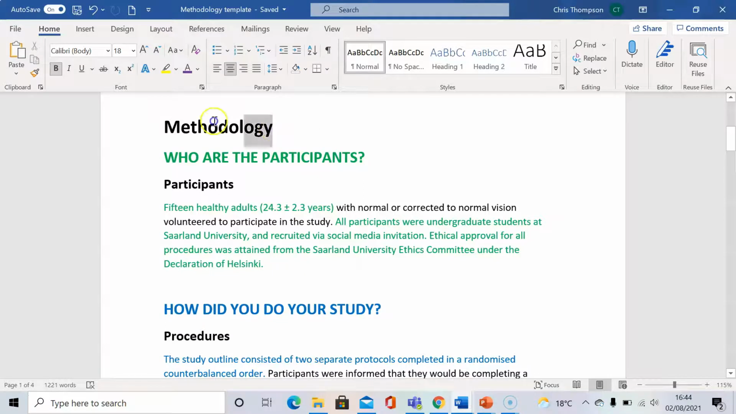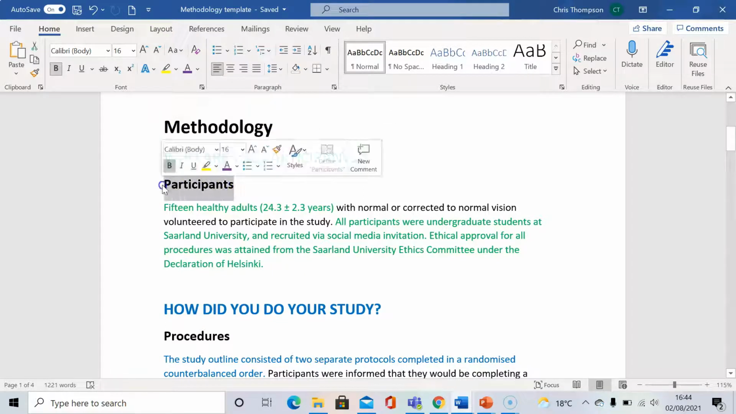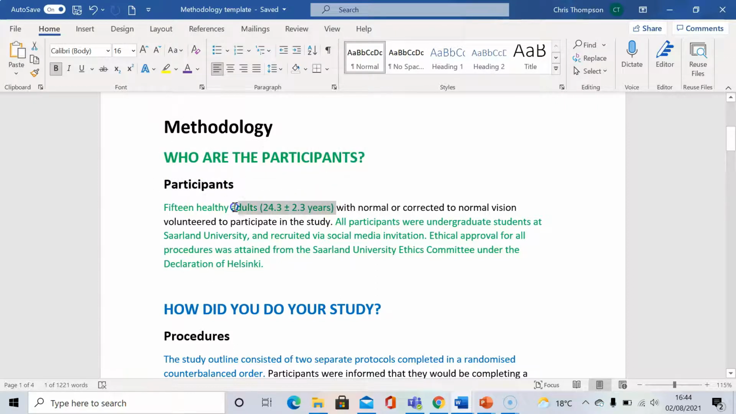Okay, so you've got your title here, methodology. Participants would be the first thing that you have. As you can see here, I put the number of people in there, so 15 participants. I put the age, I put the mean and standard deviation in there, make sure you do that. I haven't put anything to do with height, weight, anything like that, because this isn't a physical laboratory study, it's about cognitive function. So what I've focused on is normal to corrected vision.